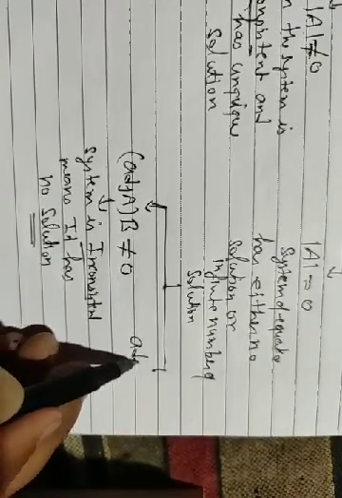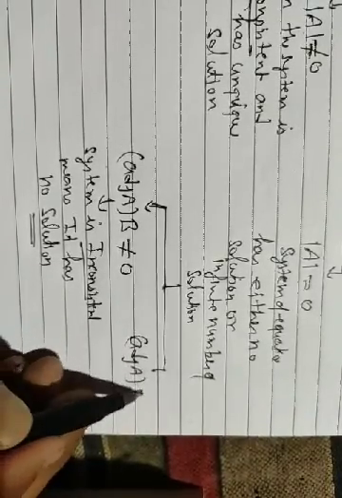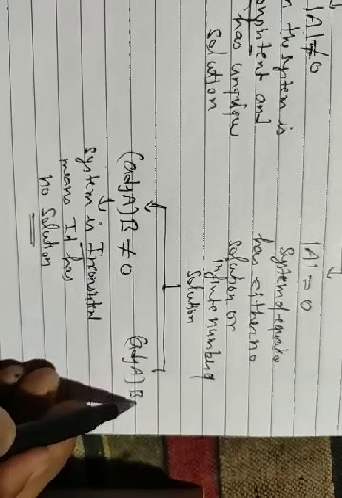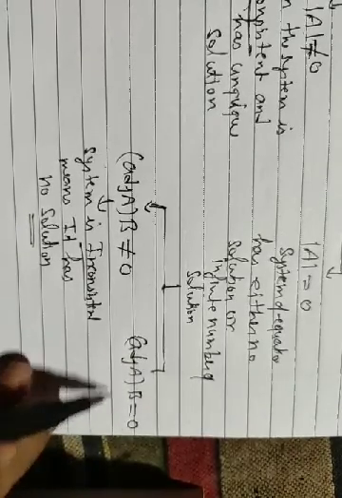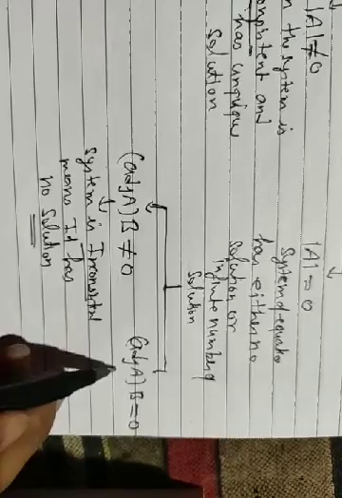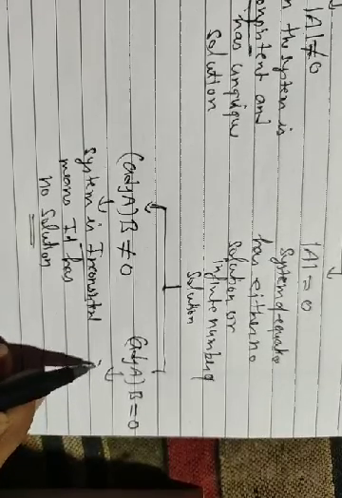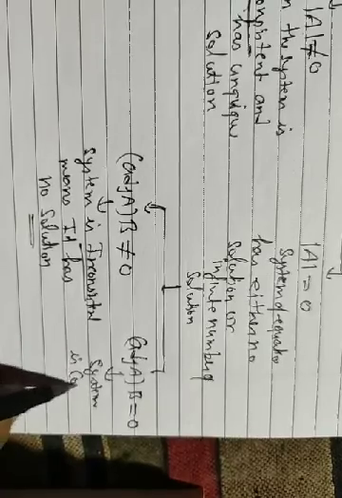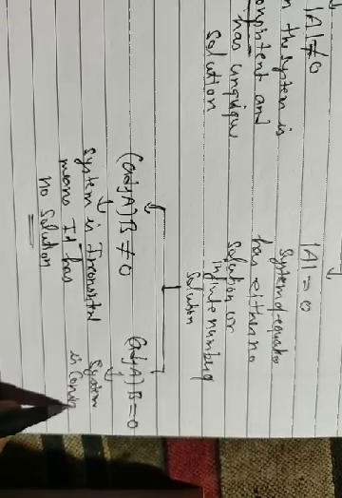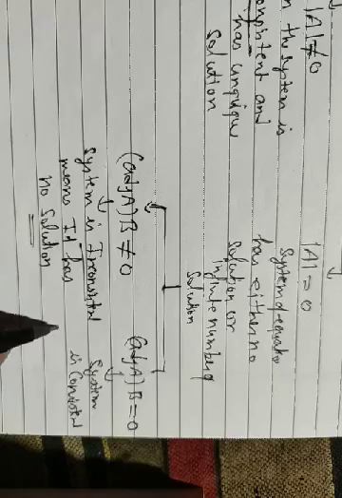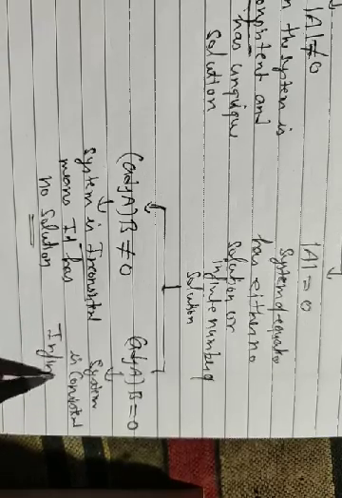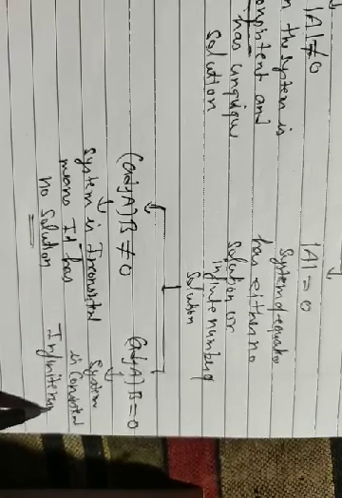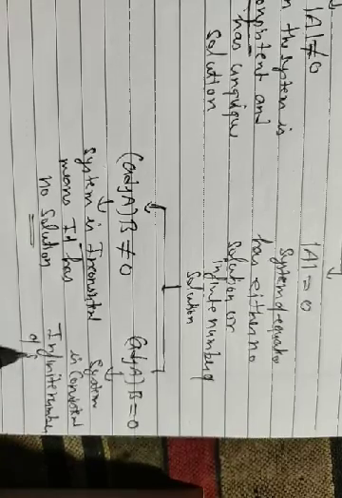When the product of the adjoint of A and B is equal to 0, then our system is consistent, and it has an infinite number of solutions.